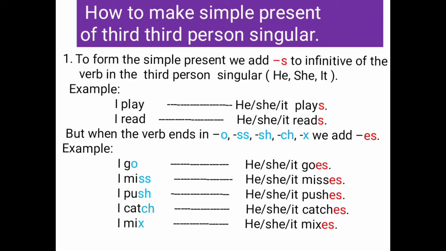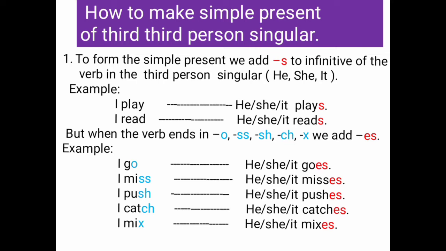But when the verb ends in o, double s, sh, ch, and x, we add es. For example, I go. But in third person singular, when it comes with he, she, it, we add es. He goes, she goes, and it goes. I miss. Here is a double s in the end of the word and it becomes misses. For example, he, she, it misses.